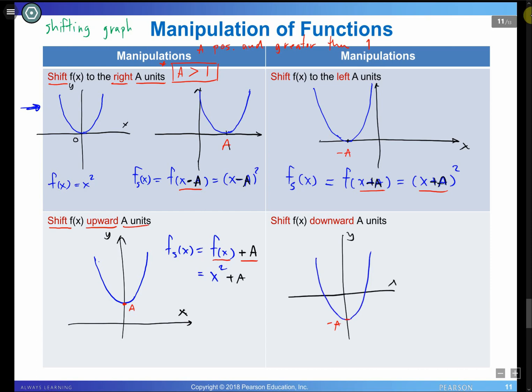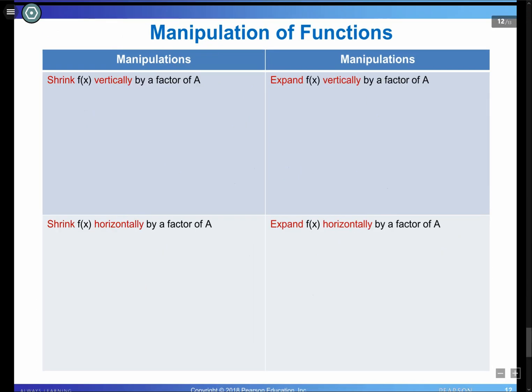So the new graph f_s is actually the same graph f(x), the parabola, but now the whole parabola is going to get shifted down by a. So in the end, we have x squared minus a. Now you know what to do when it comes to shifting: right, left, upward, and downward. Now let's move to some other manipulation.